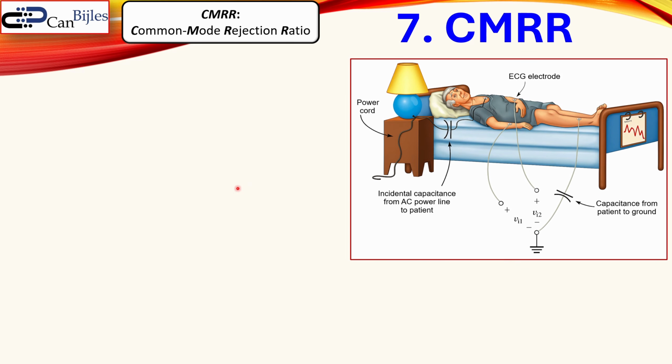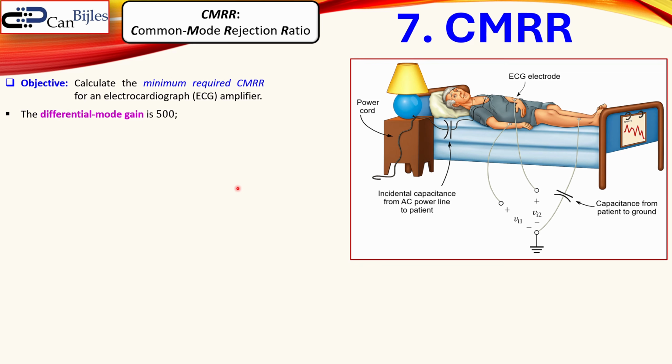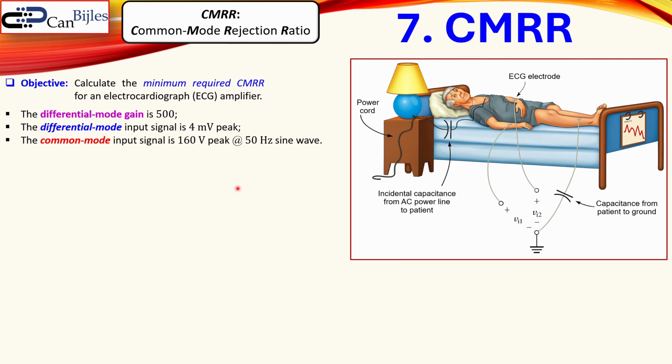So going up to another situation, let's say we would like to have a specific CMRR, so we would like to know how much that should be. In this case, we have an electrocardiac amplifier, an ECG amplifier, and we know our differential mode gain is 500. We also know that our differential mode input signal happens to be 4 millivolts peak, quite small. But our common mode input signal, we know from the power cord or any other part of the system, is 100 volt peak at 50 hertz, which is a sine wave, which is quite large.